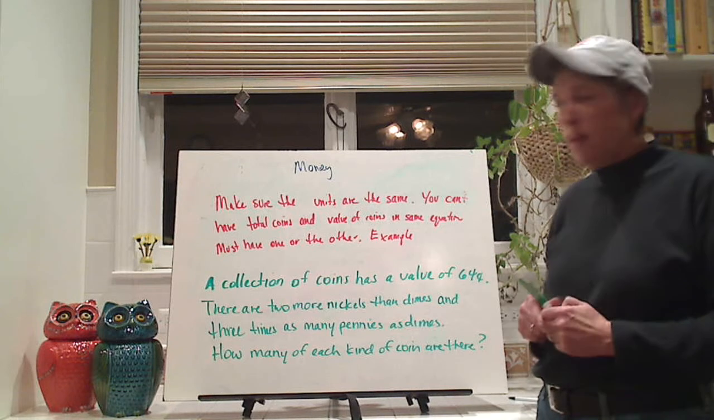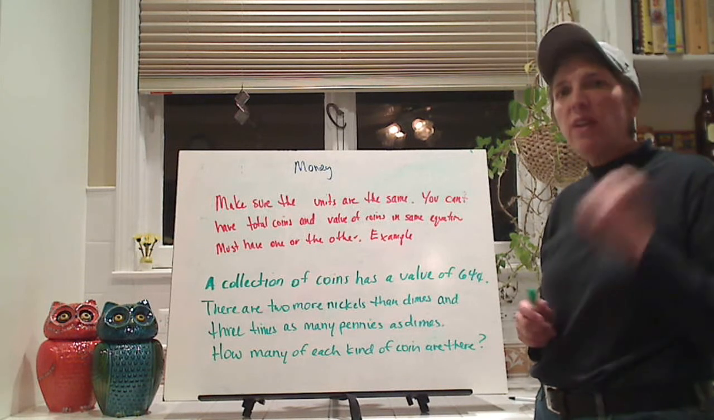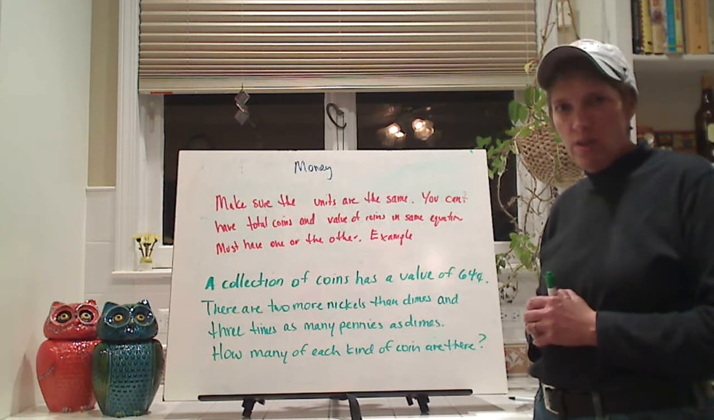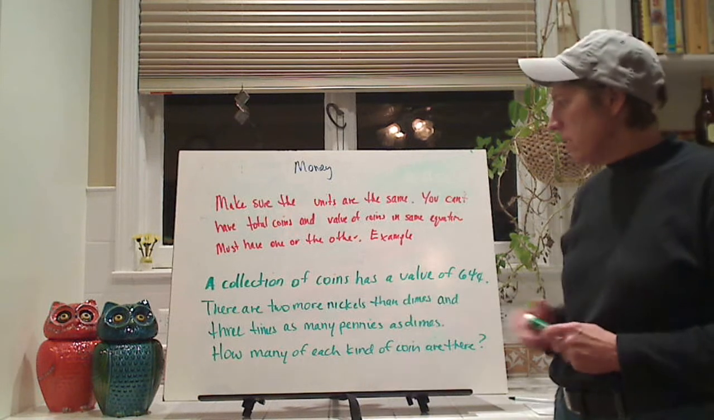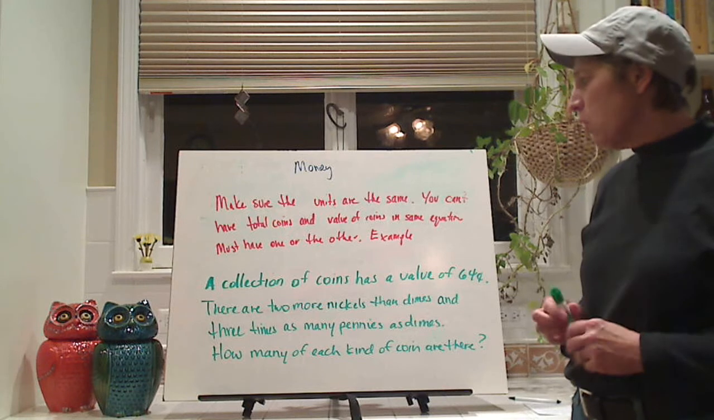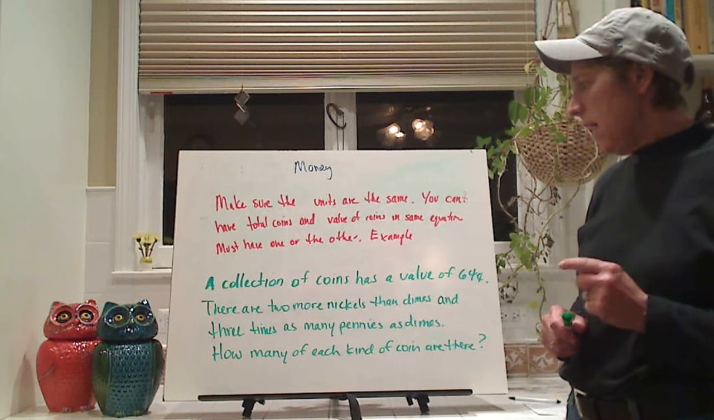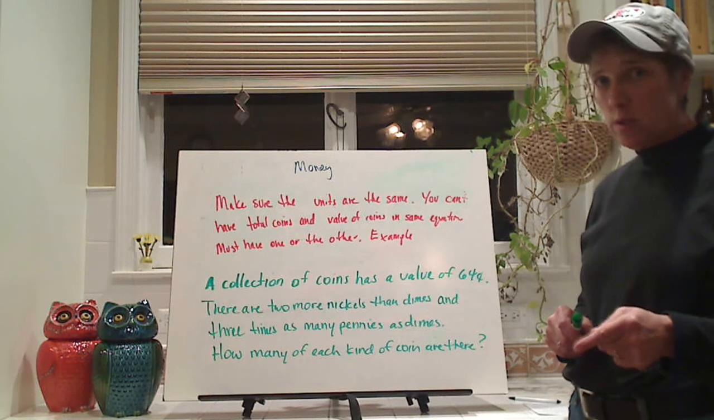So here's an example. Pause the video, write this down, then try to set up labels and an equation. I'm going to read it for you because it might be hard to read. A collection of coins has a value of 64 cents. There are 2 more nickels than dimes and 3 times as many pennies as dimes. How many of each kind of coin are there? They want to know the total number of coins.